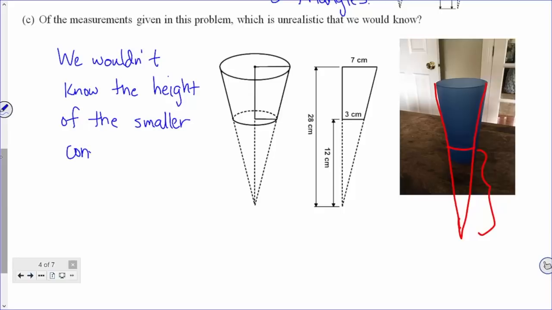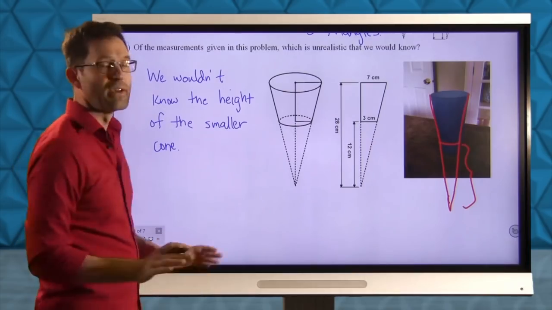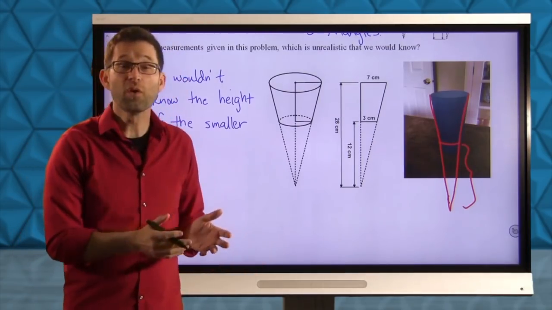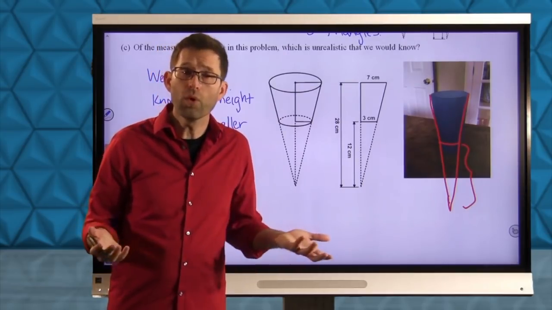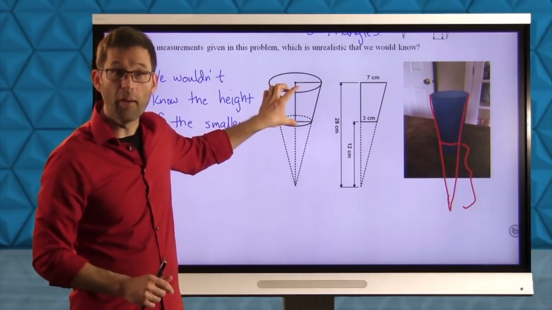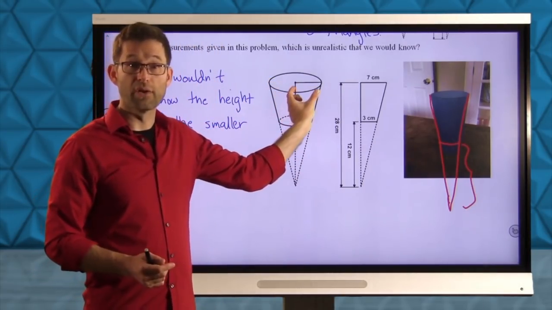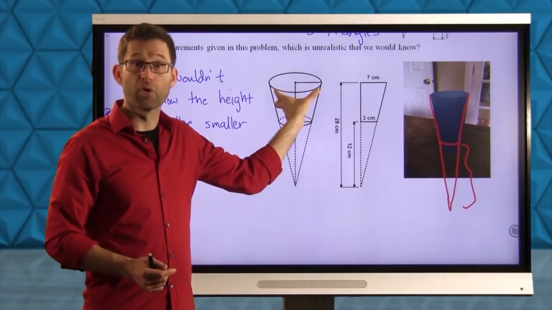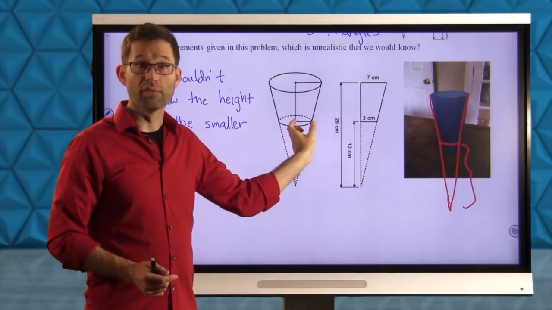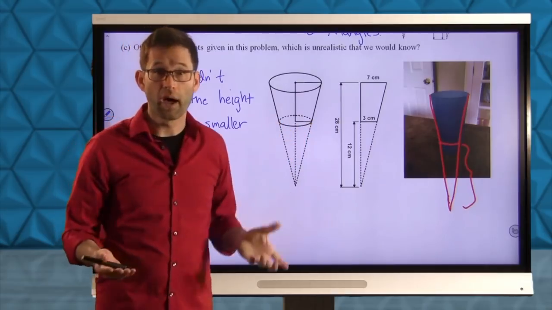There's no way to know it. Well, okay, I shouldn't say there's no way to know it, but we certainly wouldn't know it up front, right? What would we know? Well, we'd know the height of the cup. We could certainly measure the radius or the diameter of the top of the cup. We could measure the radius or the diameter of the bottom of the cup.